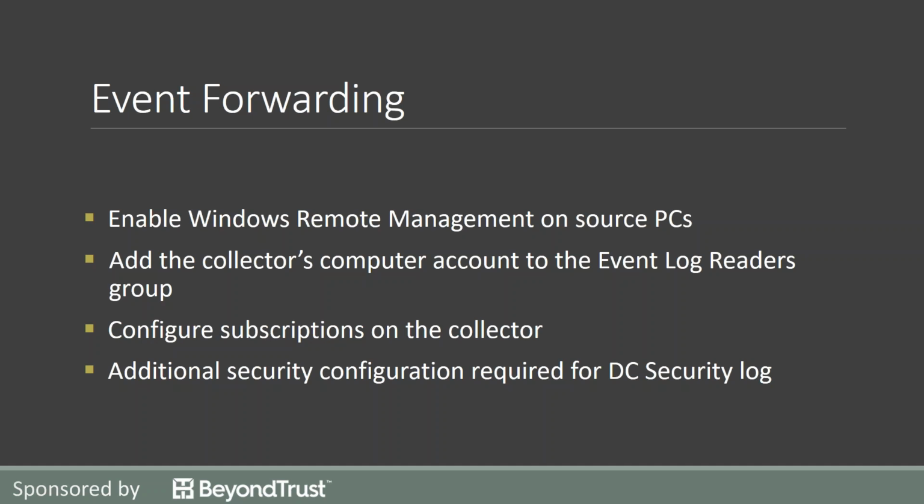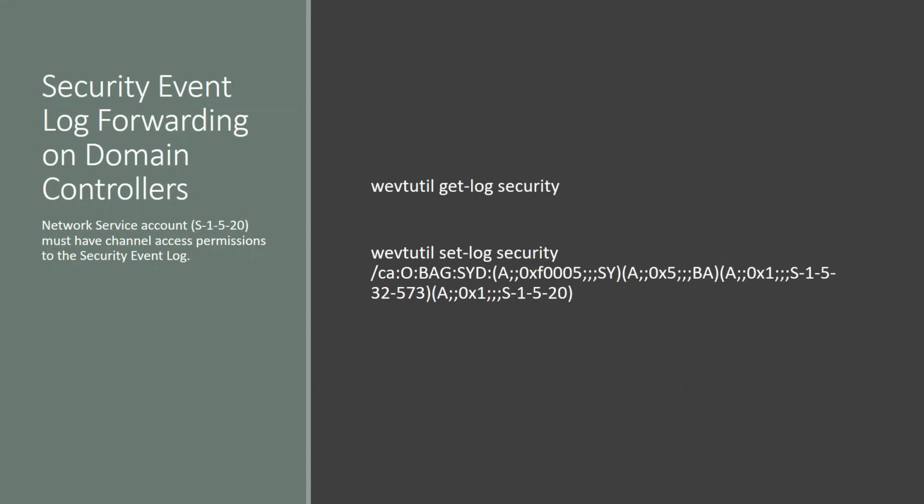So another important note is that the security log on DCs has extra security on it, and you need to do a little bit more than just add the collector's computer account to the event log readers group. On a DC, if you want to collect the security event log, you will need to modify the channel access permissions on the security event log to add the network service account.